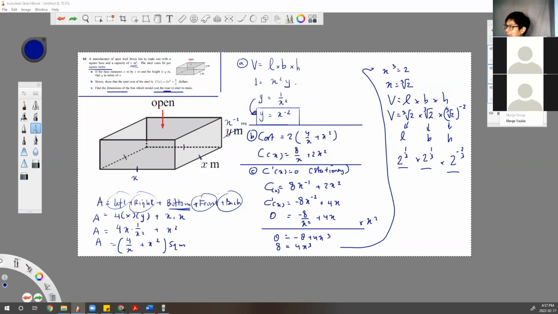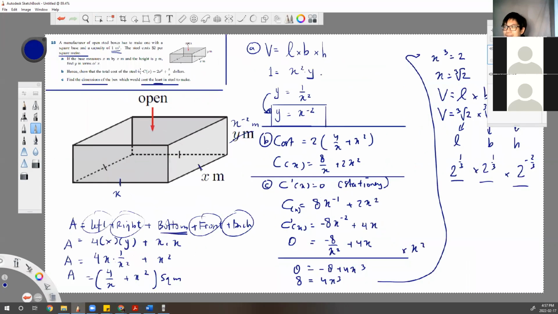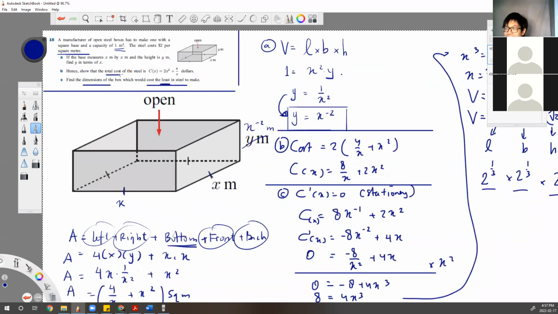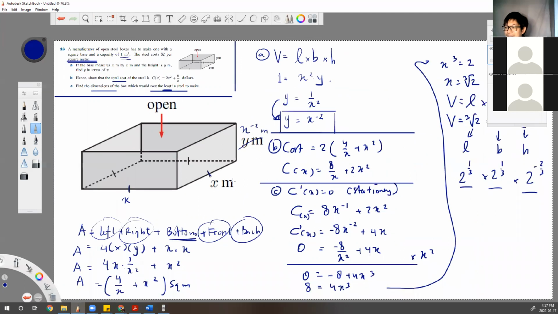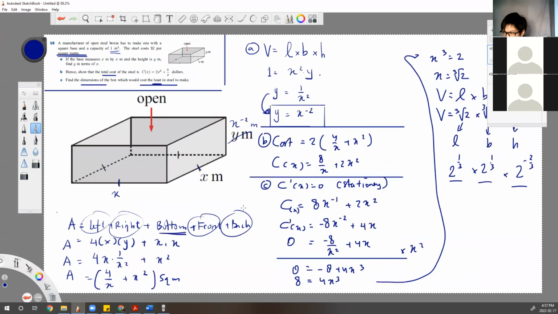Okay. Hans, can you explain B again? Bravo. I see. So the total cost: if you are finding the total cost, you need to know what the cost is based on, right? The cost is based on area, square meter, right? So first, before you find the cost, you need to find the area. I don't use the top part to find the area because it is not there, it's open, right?